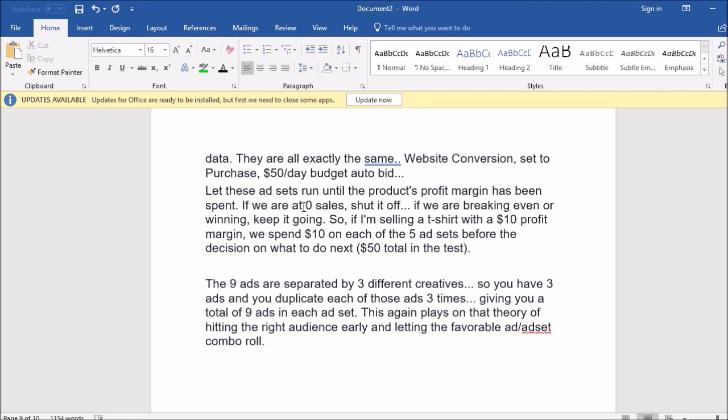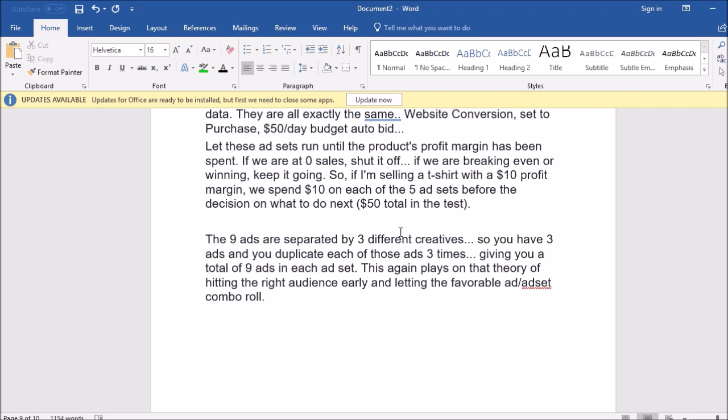If we are at 0 sales, shut it off. If we are breaking even or winning, keep it going. So if I'm selling a t-shirt with a $10 profit margin, we spend $10 on each of the 5 ad sets before the decision on what to do next. $50 total in the test. So obviously you need a bit more money for something like this, but it's a more advanced technique. The 9 ads are separated by 3 different creatives. So you have 3 ads and you duplicate each of those ads 3 times, giving you a total of 9 ads in each ad set.